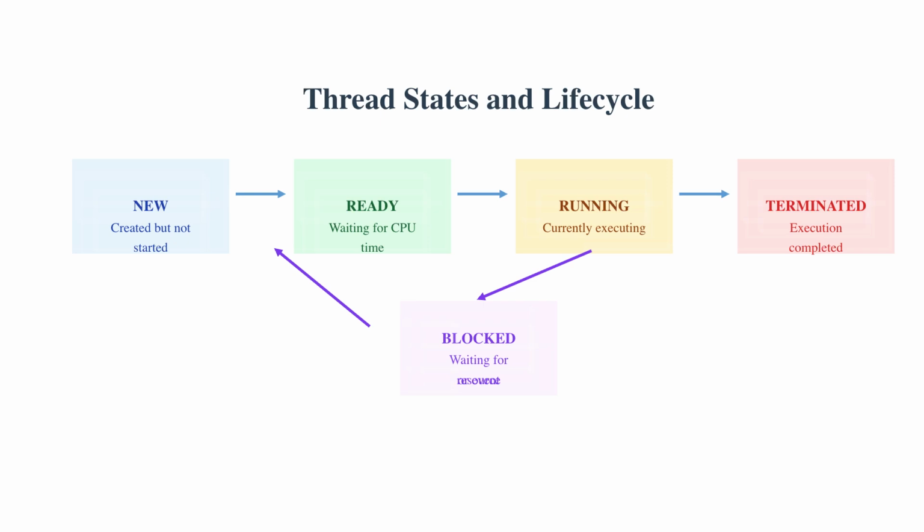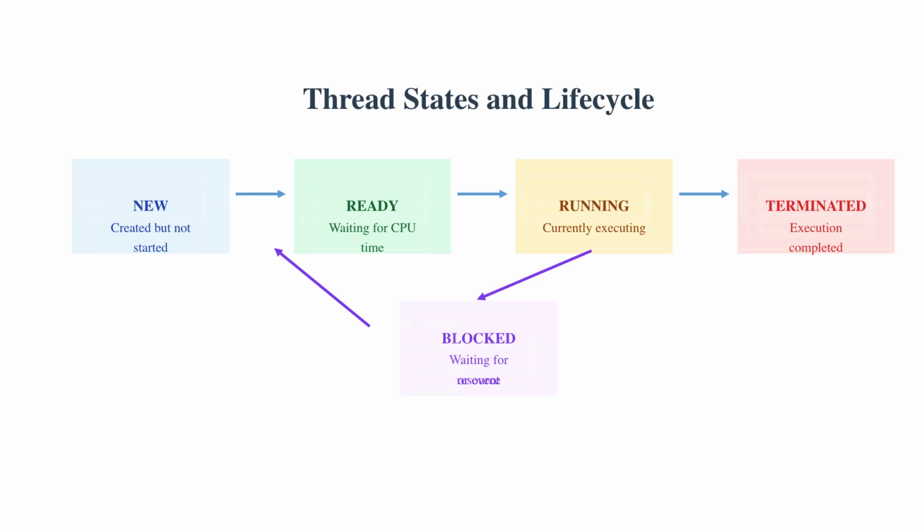First, we have the new state. When you create a thread in your program, it starts here. It exists in memory but hasn't actually begun executing yet. The thread object is created, but the operating system hasn't allocated CPU time to it. Next is the ready state. Here, the thread is prepared to run and is waiting in the scheduler's queue for its turn to use the CPU. This is like standing in line. The thread has everything it needs to execute. It just needs to wait for the processor to become available.